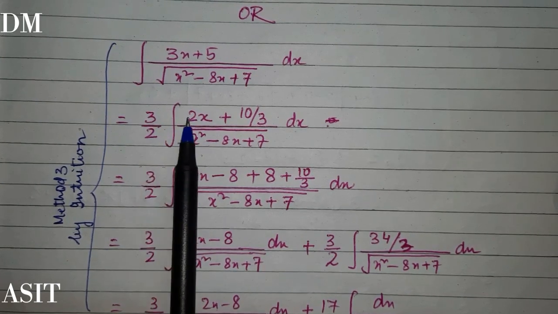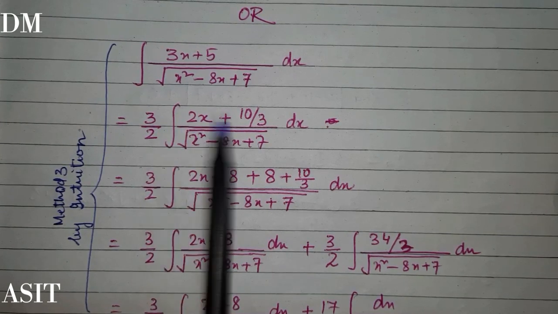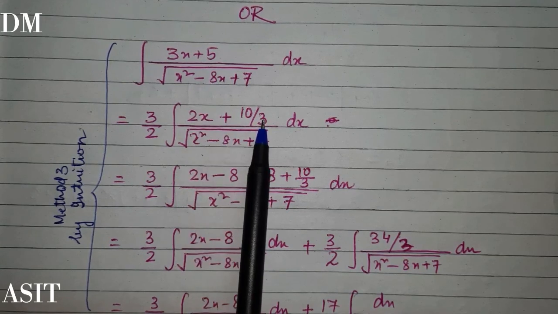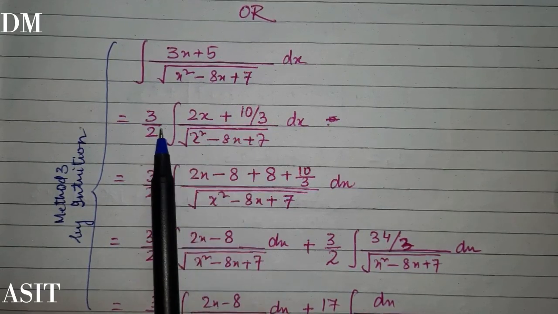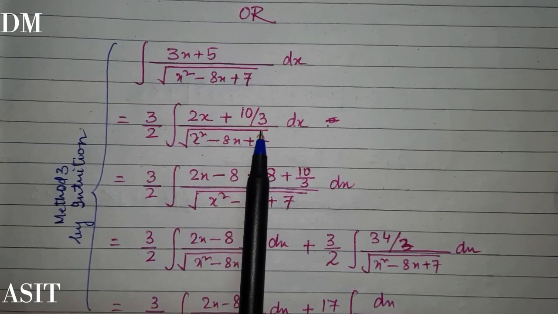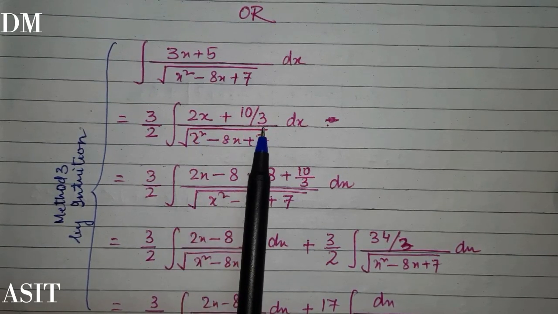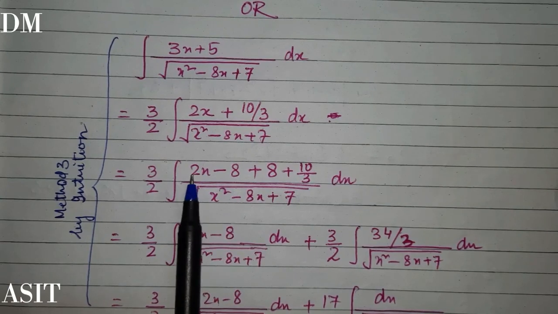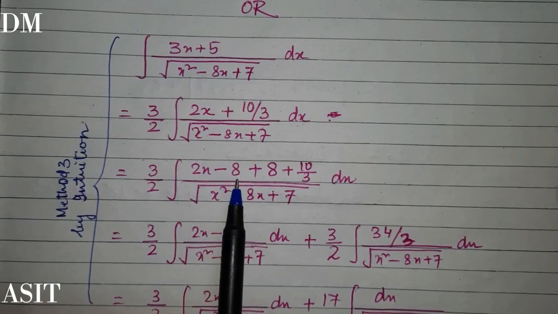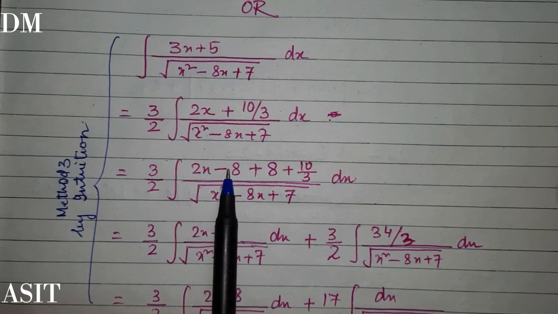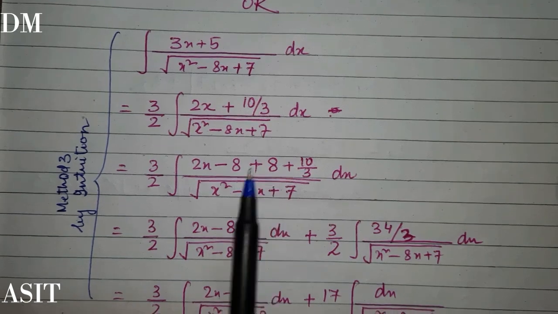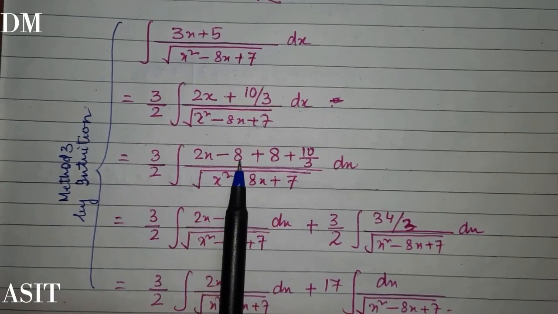Now for these 3 by 2, this 3 is taken common from this term also. So first it will be 5 by 3. Since 2 is multiplied, that 2 will be multiplied with that 5 also, so it will become 10 by 3. Now what should I do? We need minus 8, so 2x, put minus 8. Now this is extra, so adjust with plus 8. Now we got 2x minus 8.